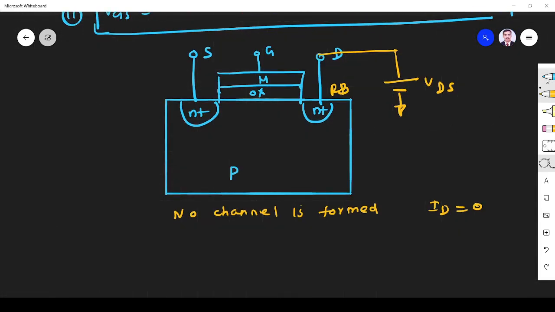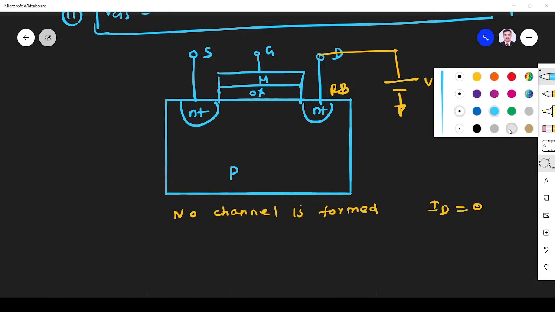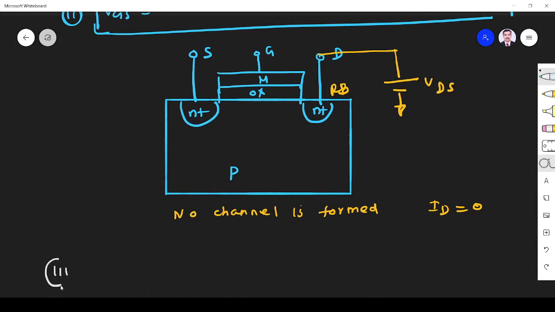We will go to the third condition. In the third case, we make VGS less than 0, that is, VGS is negative, and VDS is as usual positive.